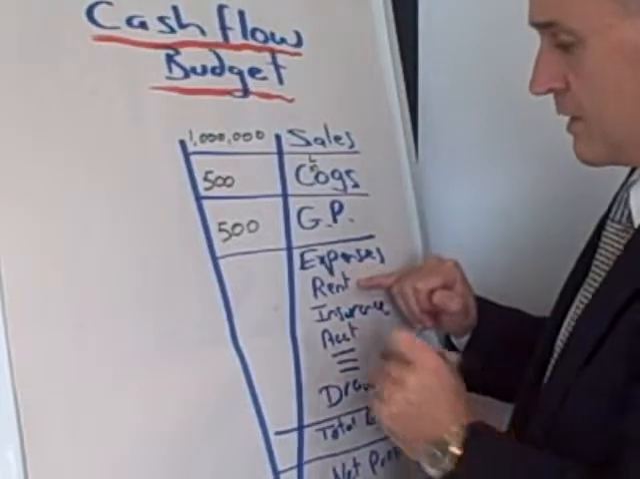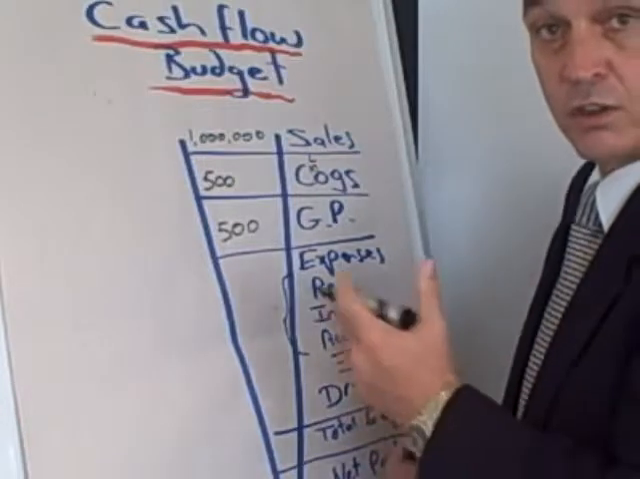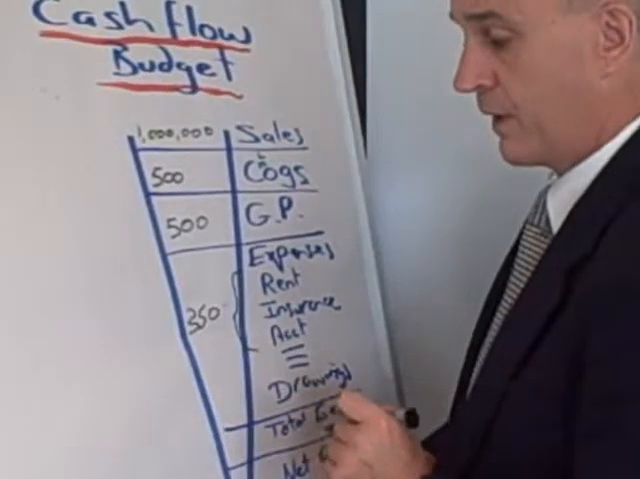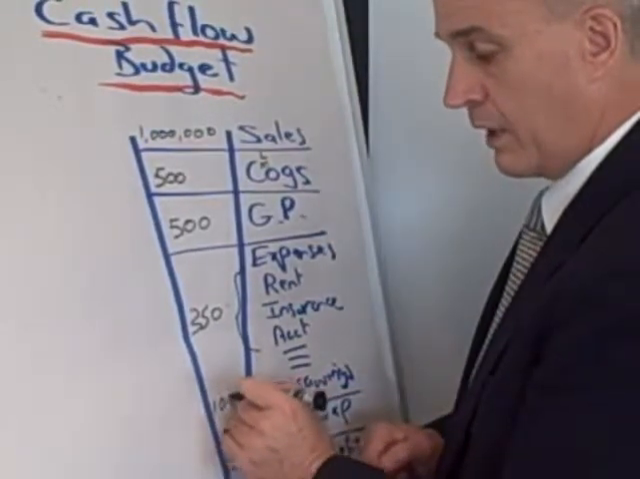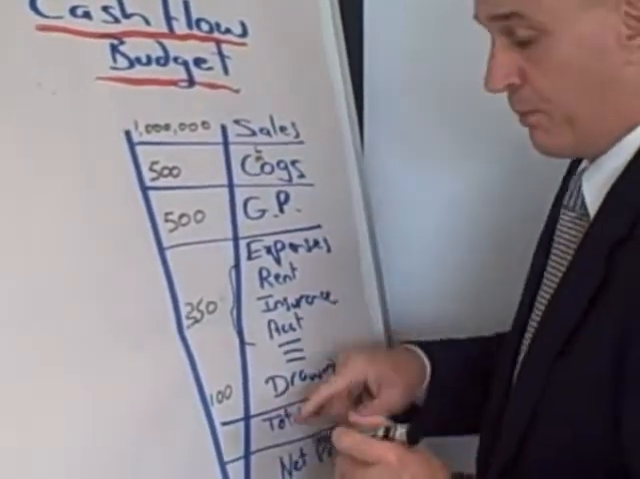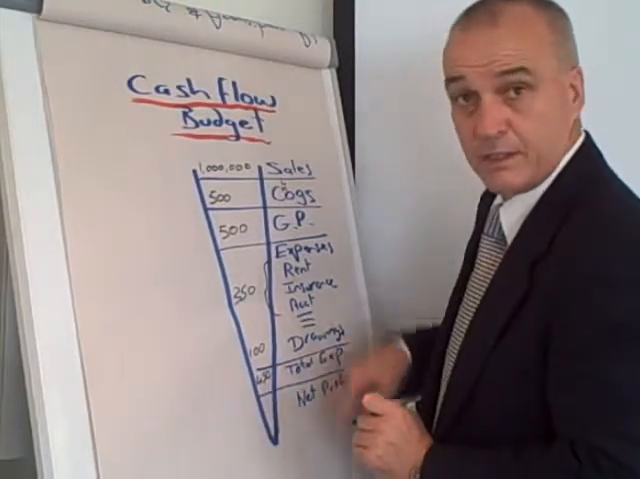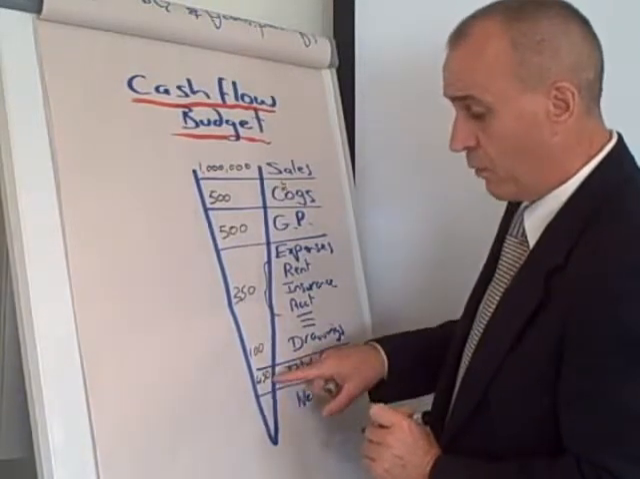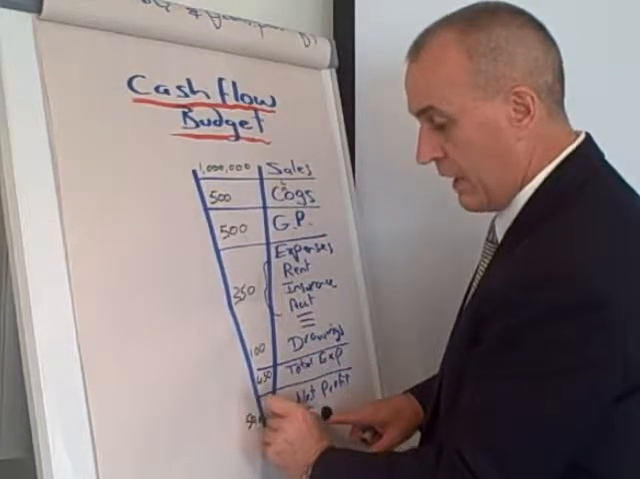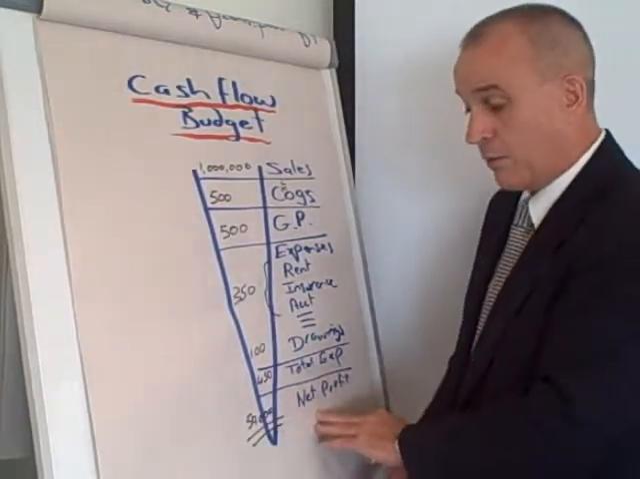If we look at your expenses, take away your rent, insurance, accounting, and all of these other fees that you've got to run your business, let's calculate those and say that they're $350,000. Your drawings we'll put in there at the $100,000 target that we had in the previous example. So we've got a total of $450,000 of expenses. So the net profit is $450,000 away from $500,000, which gives us a net of $50,000 coming out of our net profit line.